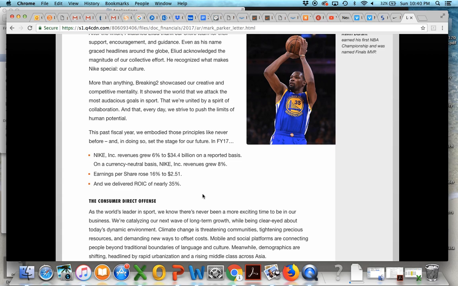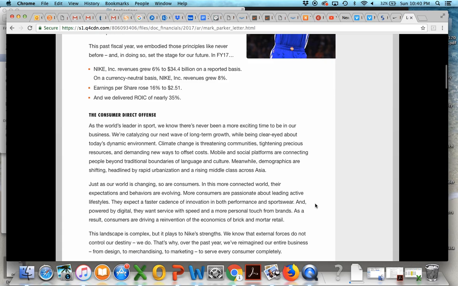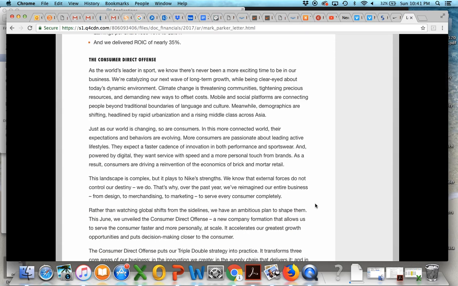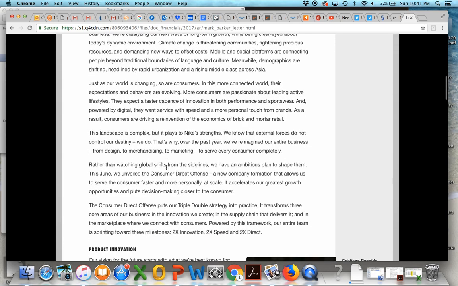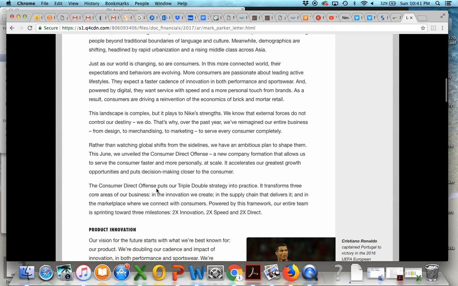We'll get to some of these terms later in the course, but right now I just want you to read through this thing and figure out what it is trying to tell you, what it is highlighting, and what you might want to know more about as a potential investor. Here it's talking about consumer direct offense. They talk about some of their strategies: consumer direct offense, the triple double strategy. They take 3 areas of their business and try to double those: double the initiative, double the speed, and double the direct sales.